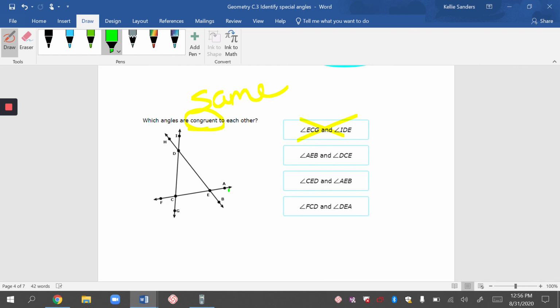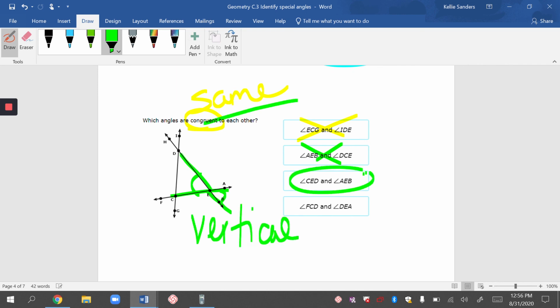AEB, DCE. Nope. CED, AEB, there we go. This angle and this angle, they are vertical. Vertical is always congruent. And since they don't have the little check boxes, once we get one, we're done. We don't have to check all that apply because there's only going to be one that applies.